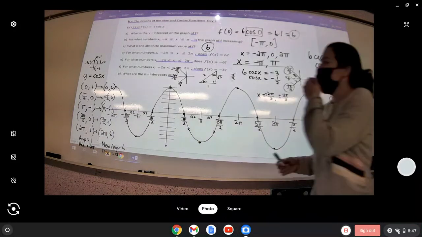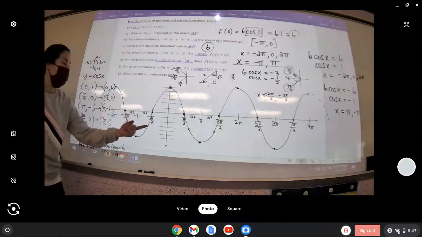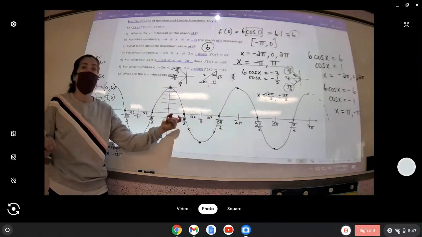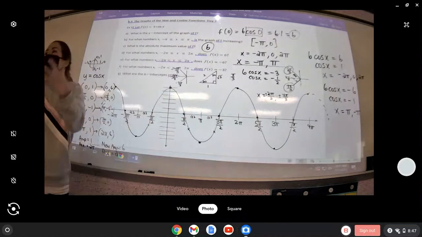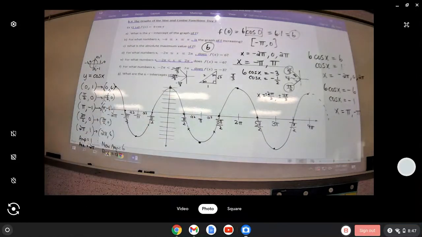All right, and then it says, what are the x-intercepts of f? Guys, it has an x-intercept where? Infinitely many. 1 pi over 2, 3 pi over 2, 5 pi over 2. Odd integer multiples of pi over 2.